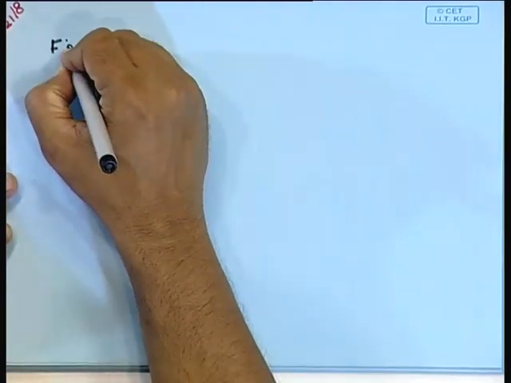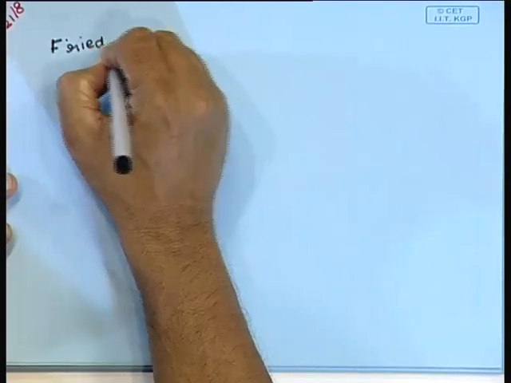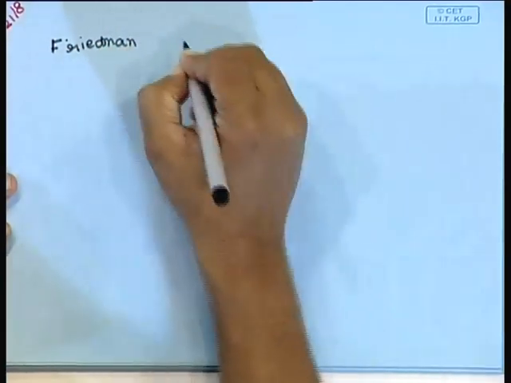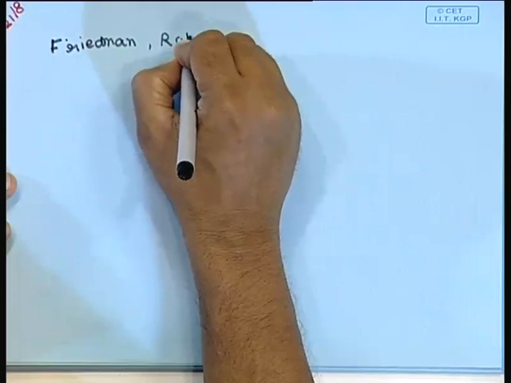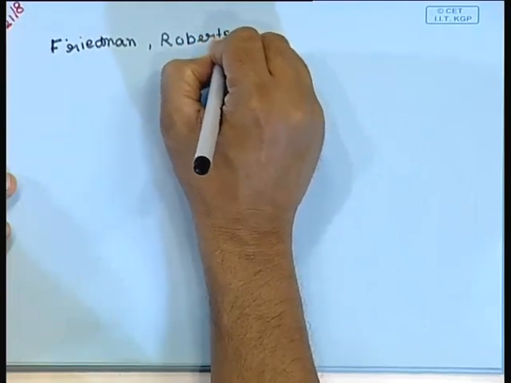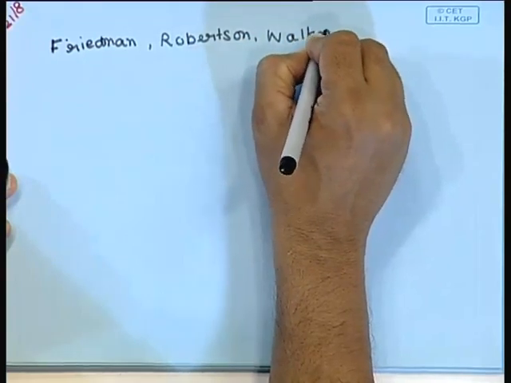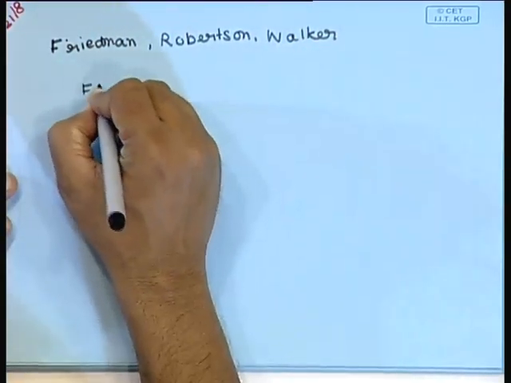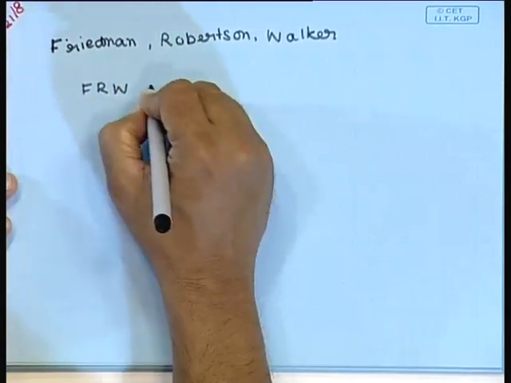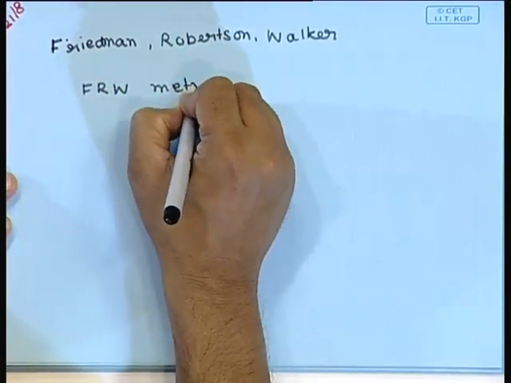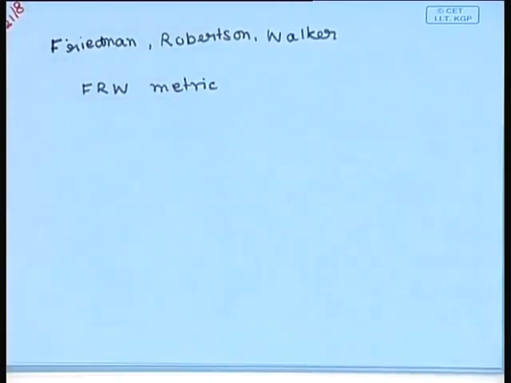It is usually referred to as the FRW metric, or some people call it the Robertson-Walker metric. Friedman was a Russian. And let me write down the form of the metric first.